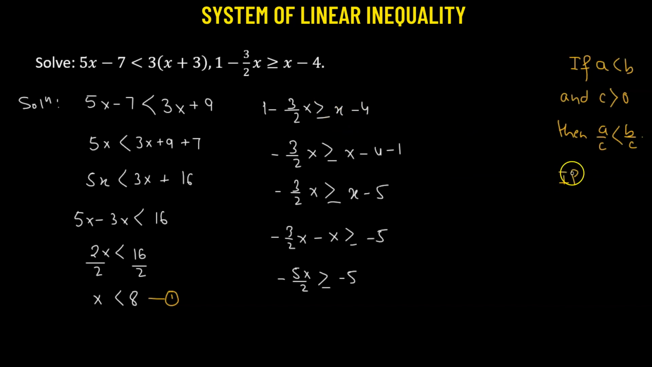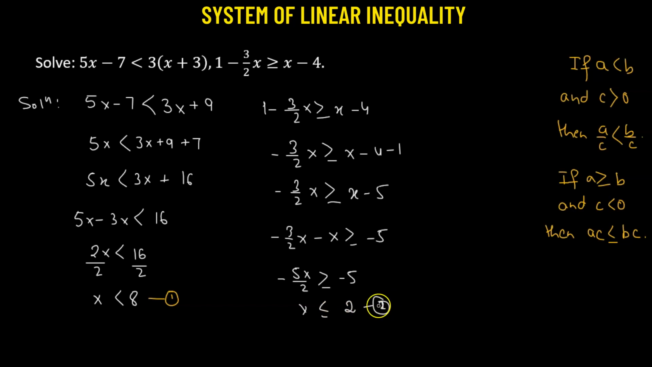Let's say if a is greater than or equal to b and we have a number c which is a negative number, less than 0, then if we multiply a by the negative number c and also b by the same negative number c, the sign of the inequality changes. That means we will have ac less than or equal to bc. So when we multiply both sides by negative 2 over 5, the sign of the inequality changes, and we'll have x less than or equal to 2.